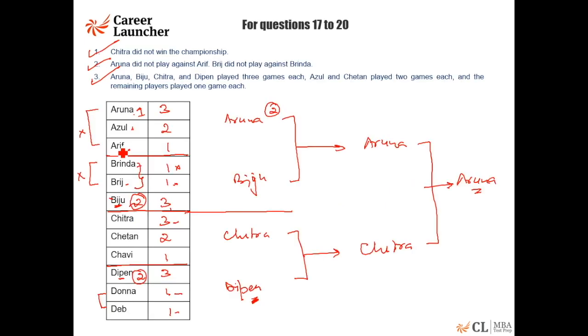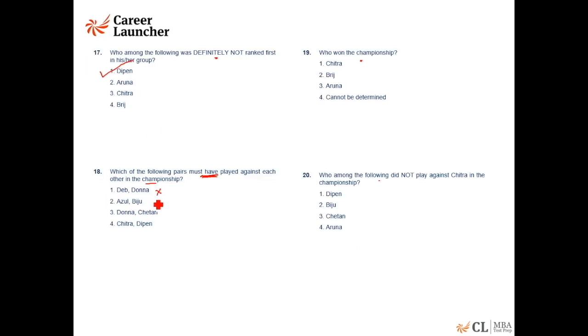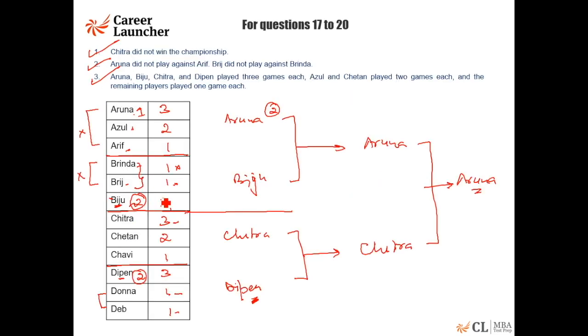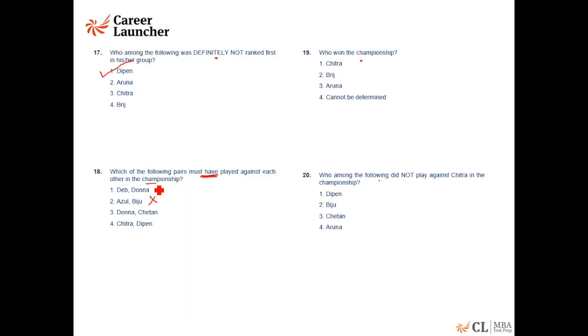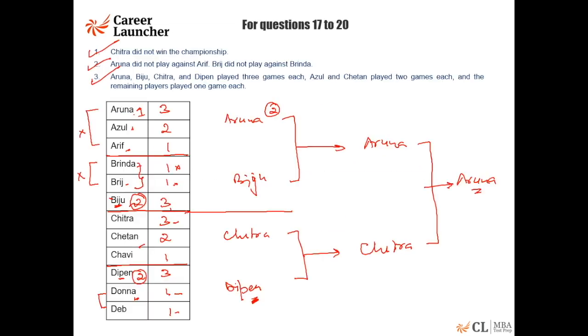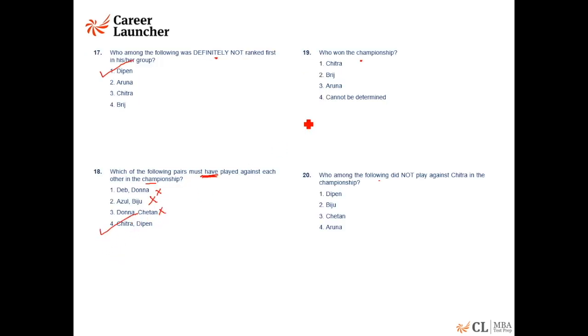Azul and Biju. Azul has not moved to the next round. Biju has. So Azul and Biju cannot be playing against each other. Donna and Chetan. Donna is here, lost the first match. Chetan is here, does not move to the next round. So Donna, Chetan is also out. Chitra and Deepen is the obvious answer. They played in the semi-final. Who won the championship? Obviously, Aruna has won the championship.